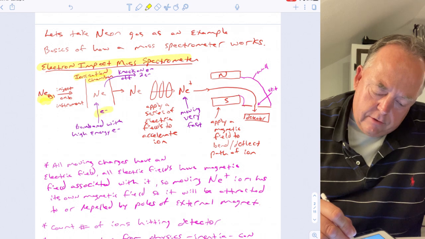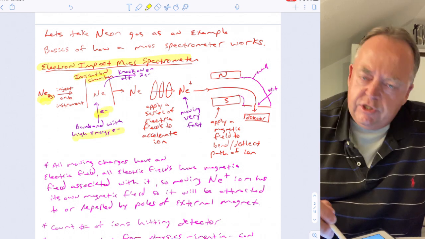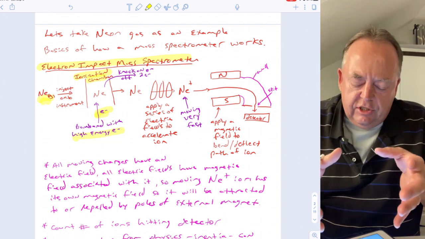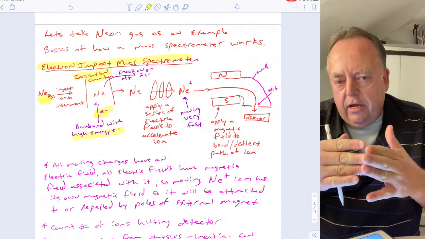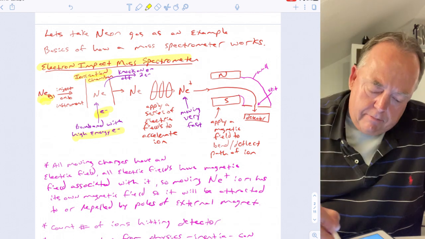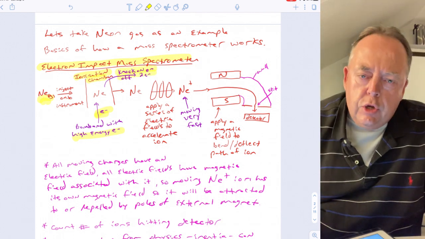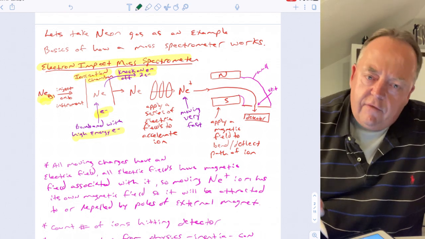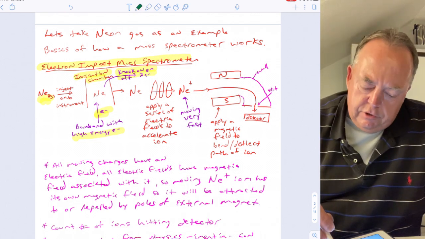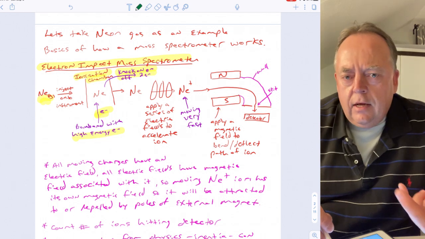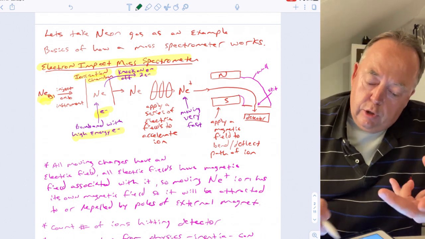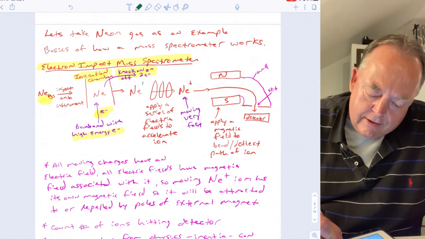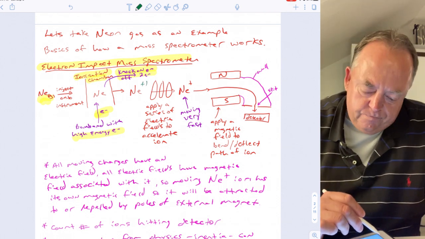And so what you do now is you bombard it with very high energy electrons. So you've injected it into your spectrometer, it's in an ionization chamber, and now you hit it with very high energy electrons, high enough energy that you can knock an electron off of neon. So if you knock an electron off of neon, then what's its charge now? It was neutral to begin with because it had 10 protons and 10 electrons. But now you knocked an electron off, so now it has 10 protons and only 9 electrons, so now it's got a +1 charge, right?